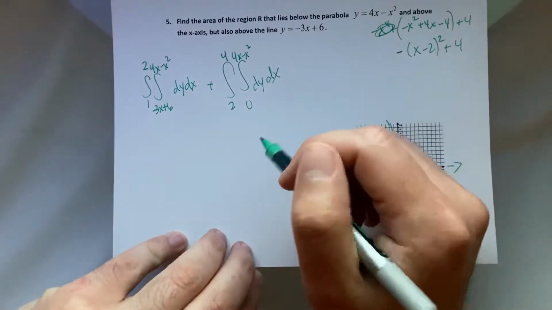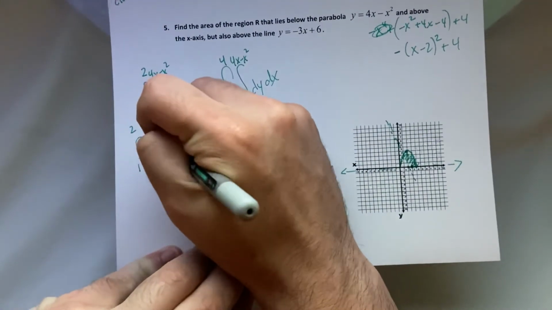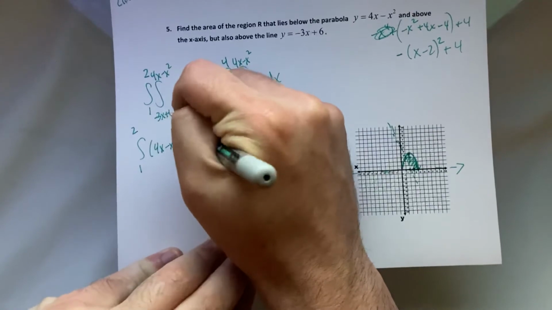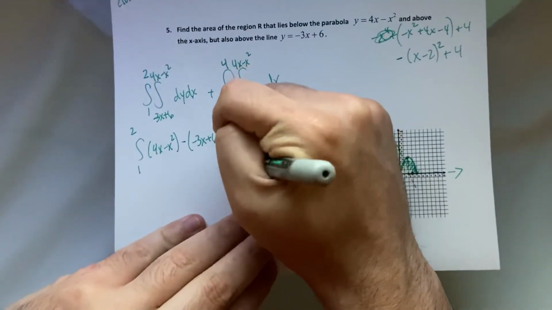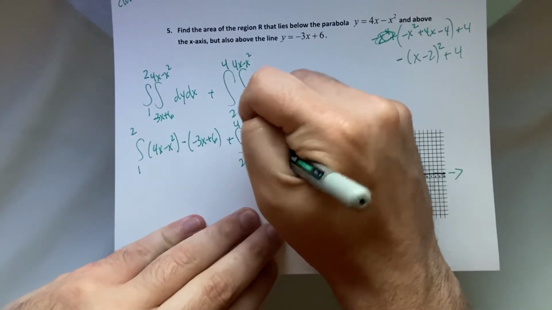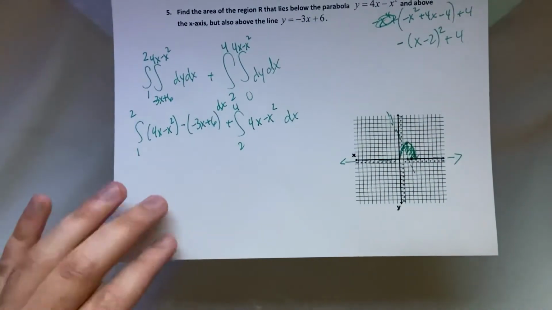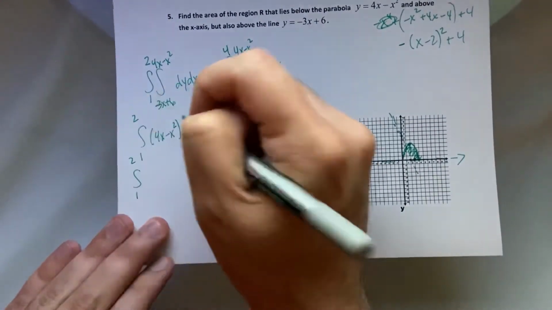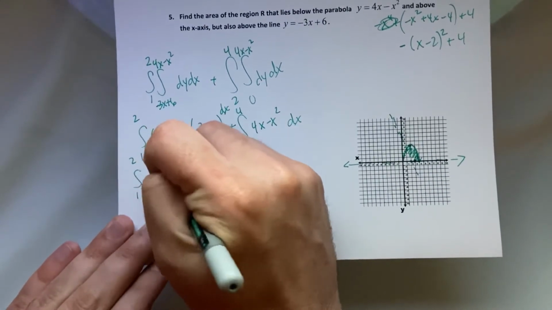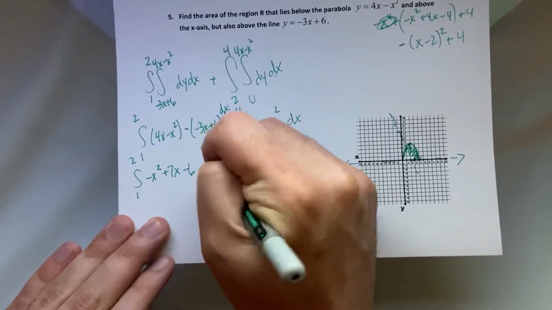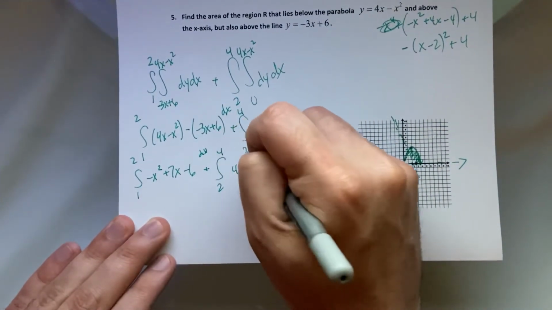Integrating dy is just y, so from 1 to 2 this ends up becoming 4x minus x squared minus negative 3x plus 6. From 2 to 4, it's just 4x minus x squared. Both of these are dx integrals. Namely, from 1 to 2, this becomes negative x squared plus 7x minus 6, plus the integral from 2 to 4 of 4x minus x squared dx.